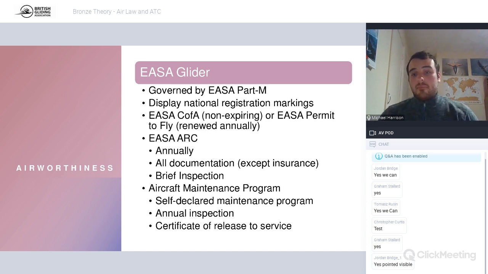And that's when an inspector goes through all of the glider's documentation, except for the insurance, and just makes sure that the glider is complying with everything it needs to comply with to be airworthy. It also has to have a brief inspection done. That inspection is not the same as the annual inspection, which is part of the glider's aircraft maintenance program. That's a much more detailed inspection, which also has to be done every year, but not necessarily at the same time as the ARC.